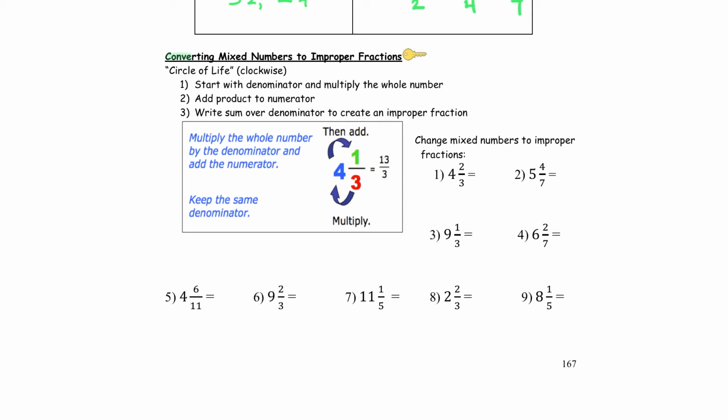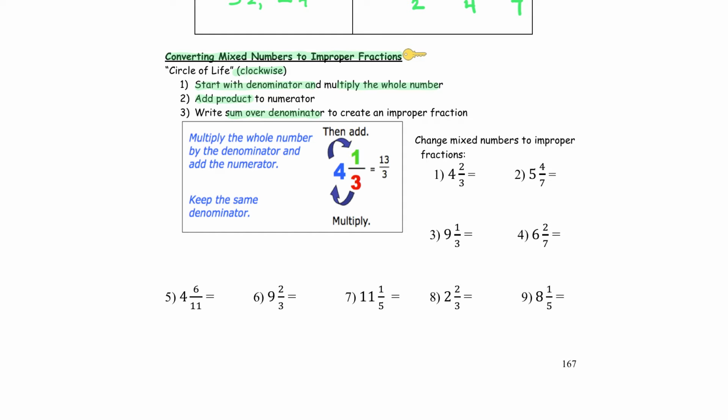Moving down the page, converting mixed numbers to improper fractions. Mrs. Gelderman and Mrs. Spatola, we have our strange ways of remembering things. We call this the circle of life. If you remember the Lion King, we call it the circle of life. Very weird, but it does make sense. We're going in a clockwise manner, and we start with the denominator. We multiply the whole number. We add the product to the numerator, and then we write the sum over the denominator to create an improper fraction.